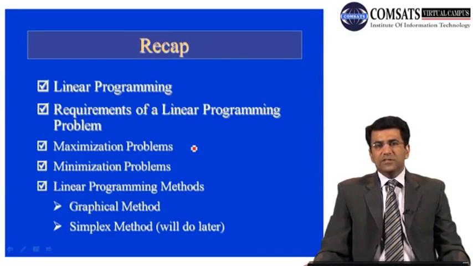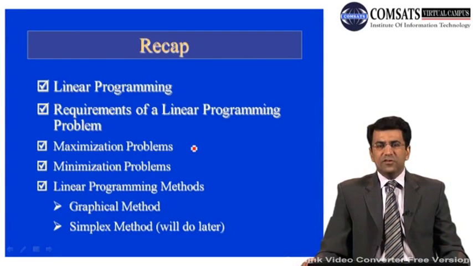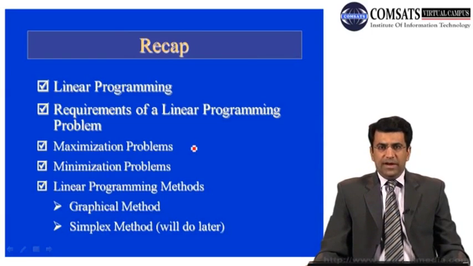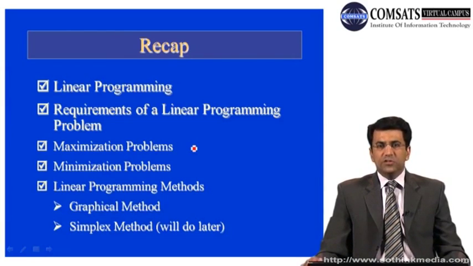In the last class we discussed a very important topic, that is linear programming, and we defined linear programming as a mathematical technique which helps us to obtain particular organizational objectives. And then we also defined that there are two prime objectives to be achieved by this technique of linear programming, that is the maximization of profit and the minimization of cost.